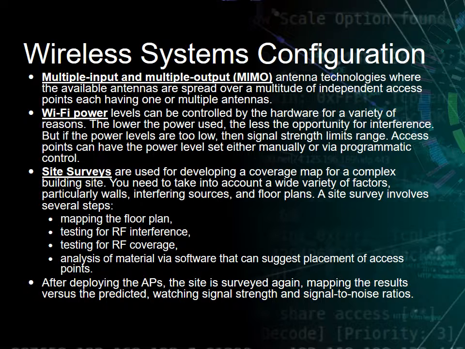Translating that back to a site survey, it's going to be the same thing. So not only are you mapping the floors and testing for RF interference, you're looking to see if there's competing wireless networks in the area, and if so, what channels are they using, so you can properly plan what channels you don't want to use when doing your network.